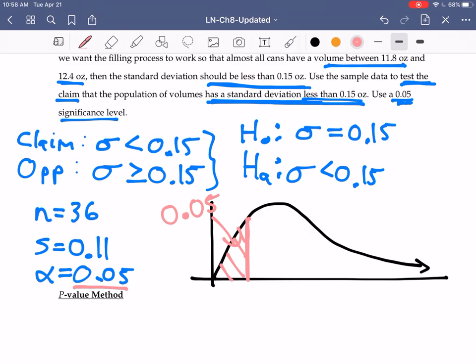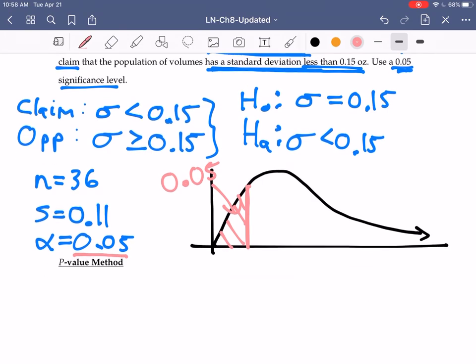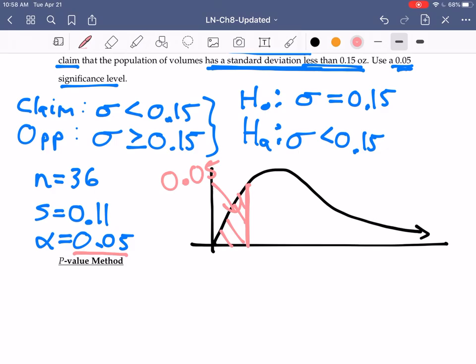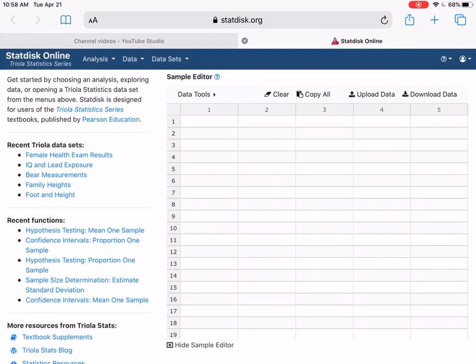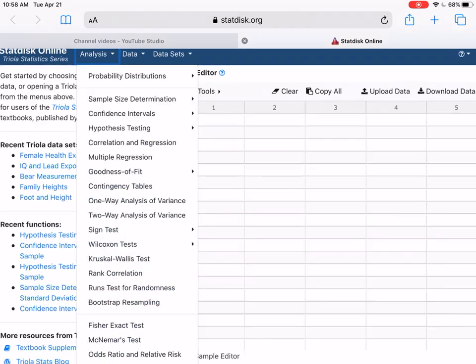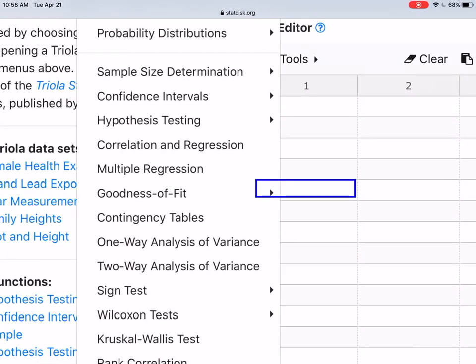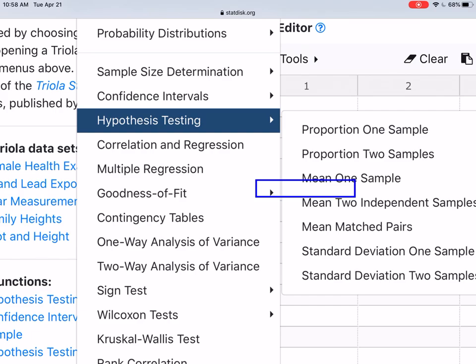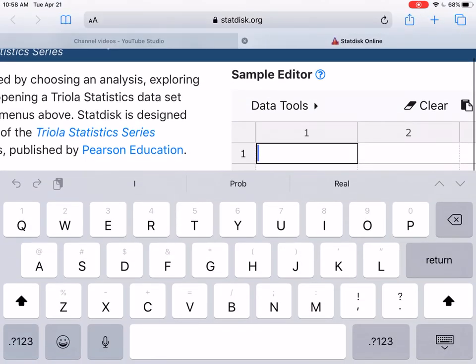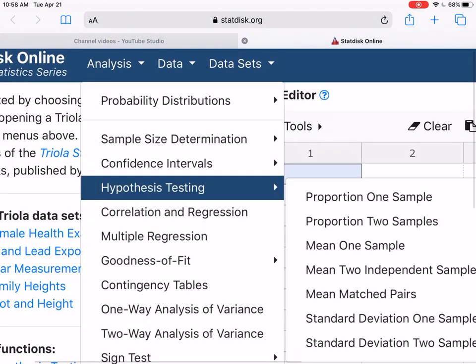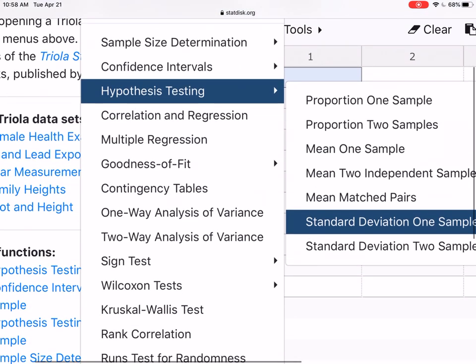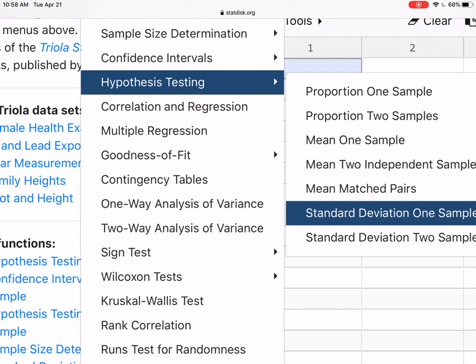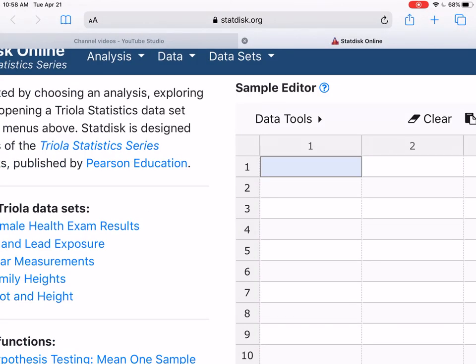All right, so let's look at our p-value. We're going to go over to StatDisk and we're going to input these things and come up with a p-value. So analysis, hypothesis testing, and we have a standard deviation with one sample. So that's what we're going to choose.